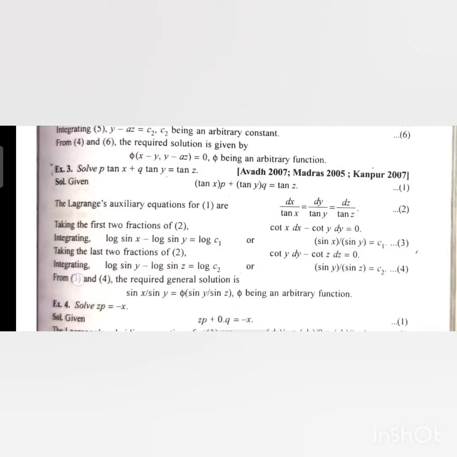This is another question, and this is solved: zp is equal to minus x. You can note down this question and try to solve it on your own, and you can ask me about the solution when we have a class physically. You can check your answer with me. Okay, note down this question. Solve zp is equal to minus x. Okay, I hope you have written it, and write the next question.